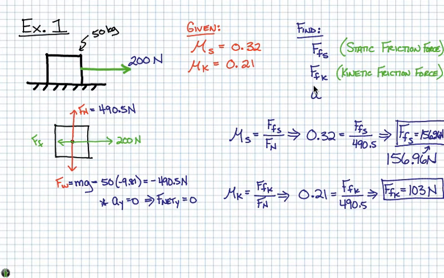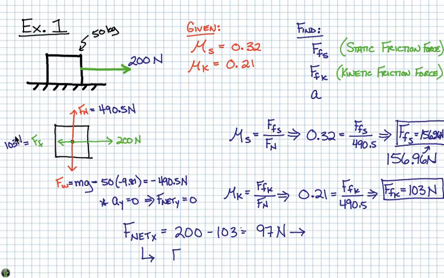Well, there's a few things we can look at here. We now know that our force of friction, once it's moving, is 103 newtons. We know already that the net force in the y direction is 0, therefore our acceleration in the y is 0. We also know that in the x we have 200 newtons to the right, 103 newtons to the left. So if we'd like to calculate our net force in the x direction, that will give us 200 newtons minus 103 newtons, which should give us 97 newtons to the right.